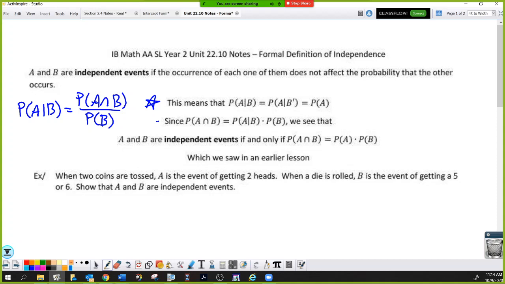Okay, this tells us A and B are independent events if and only if, and this means it's true backwards or forwards, the probability of A intersect B equals the probability of A times the probability of B. And we already knew that. That's an earlier lesson. So today we're going to be tying those thoughts together, and proving whether or not events are independent using these knowledges.